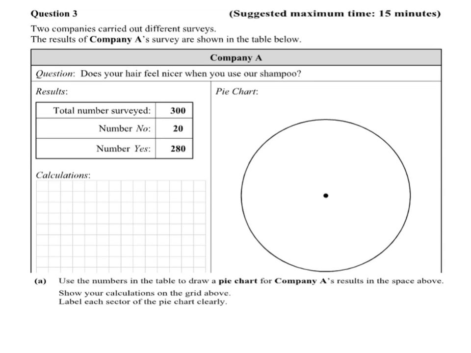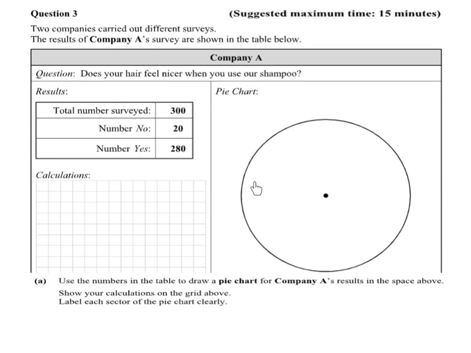Question 3. Two companies carried out different surveys. The results of Company A's survey are shown in the table below. So this is Company A. This was the question: does your hair feel nicer when you use our shampoo? These are the results. The total number of people surveyed was 300. The number who said no was 20, and the number of people who said yes was 280.